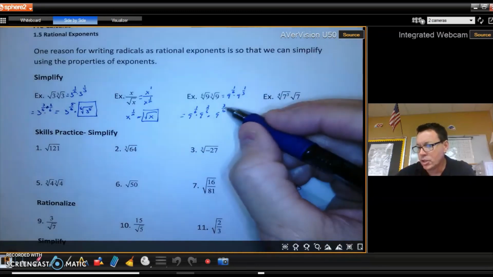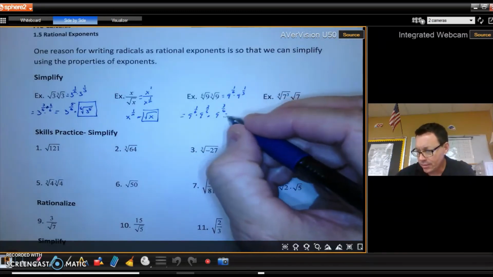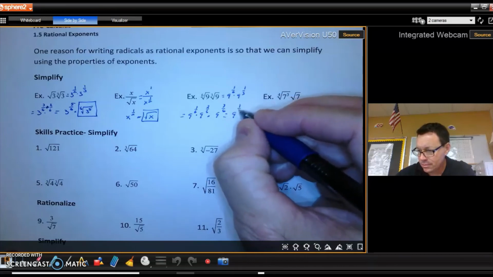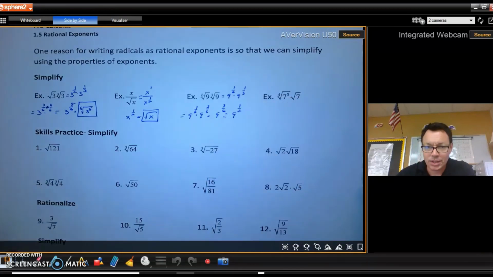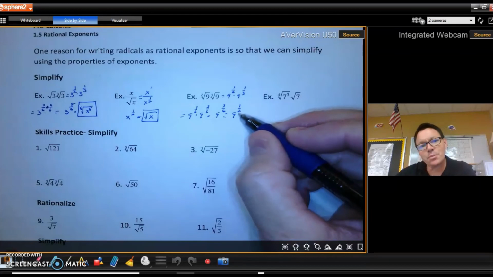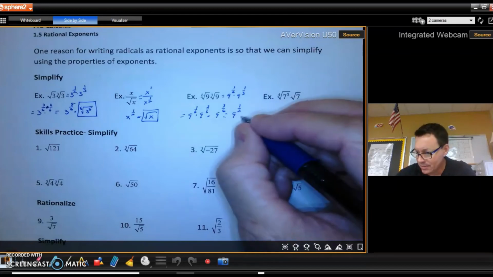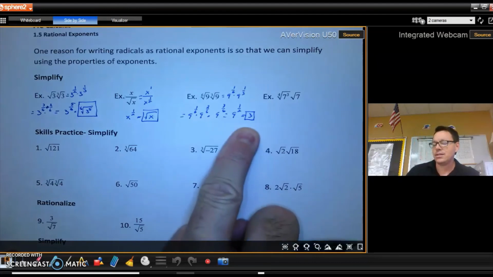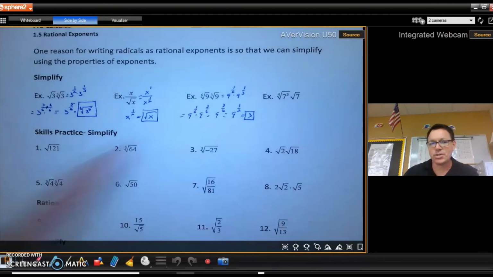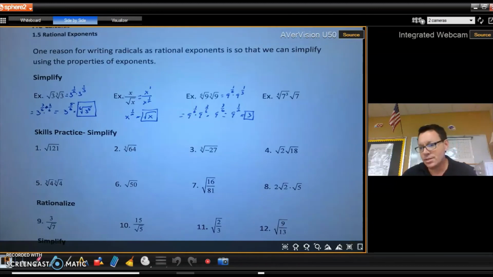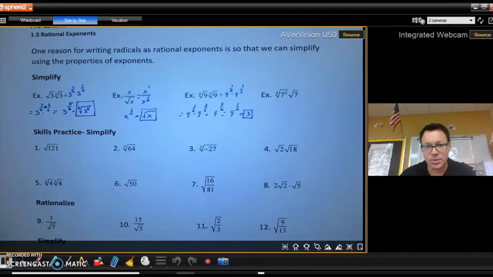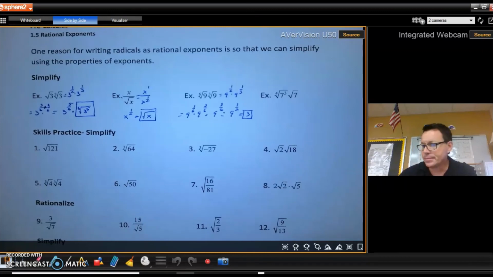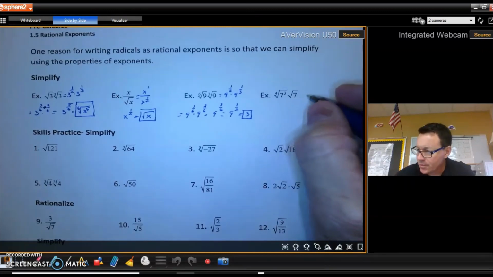But hold on, 3 over 6 is 1/2. But hold on, 9 to the 1/2 power means the square root of 9. And so we get 3. So that is the simplified answer to that expression, which we wouldn't have known until we converted things into rational exponents. Okay? All right, last example before you guys try.